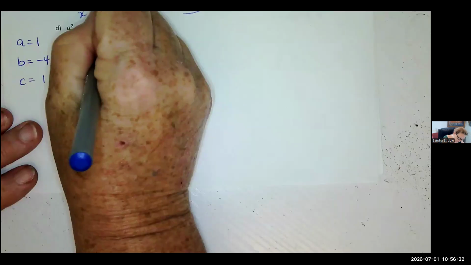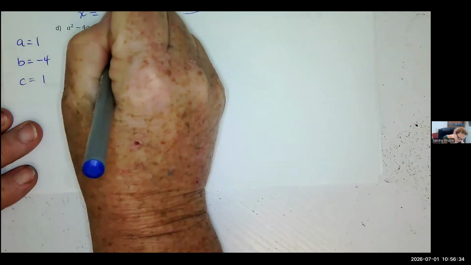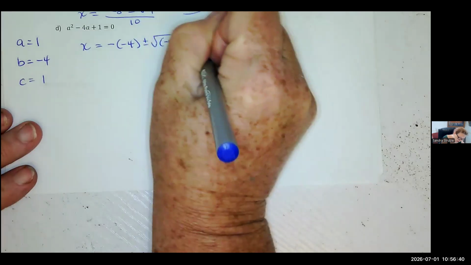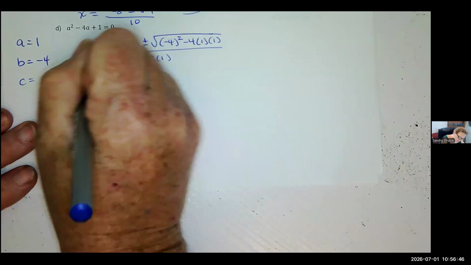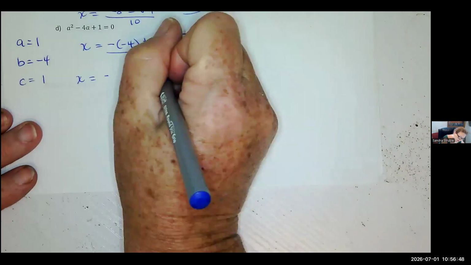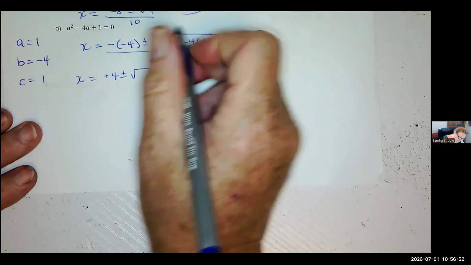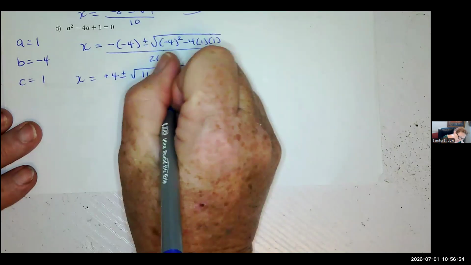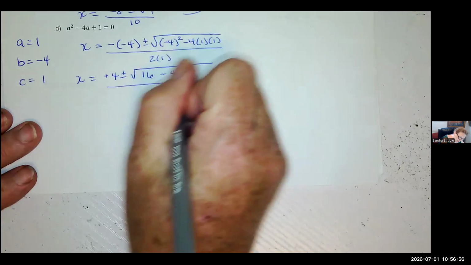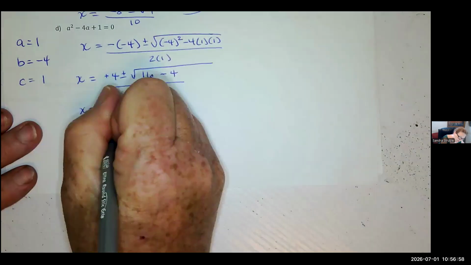So negative B plus or minus the square root of B squared minus 4AC, all of that over 2 times A. Negative times a negative is a positive 4. Negative 4 squared is 16. Minus 4 over 2. 4 plus or minus the square root of 12 over 2.